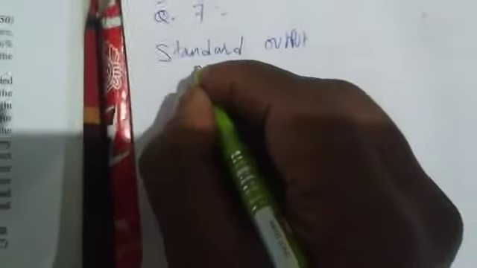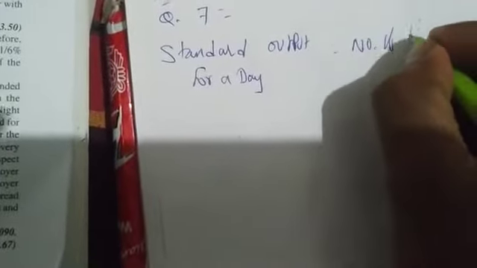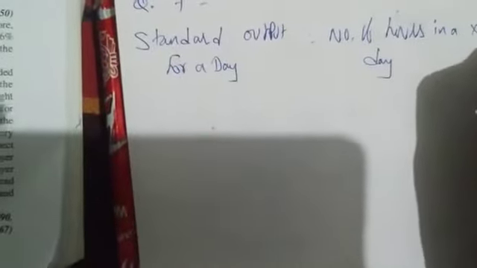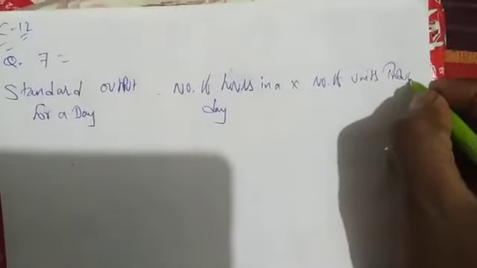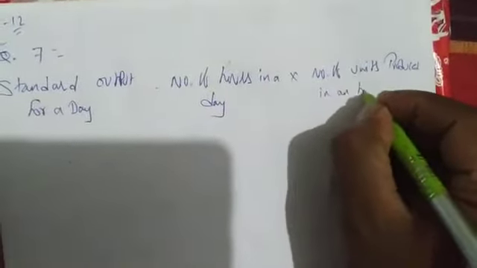Page number C12. Question number 7. What is saying? Here we have to find out standard output for a day. Okay, how to find out? Number of hours in a day multiply with number of units produced in an hour. Same formula, right?